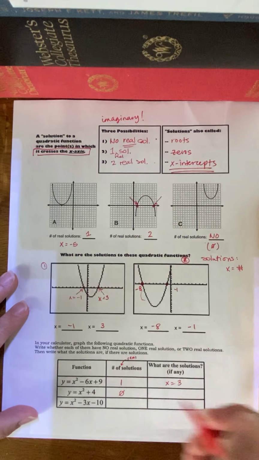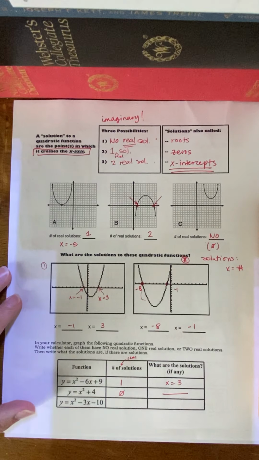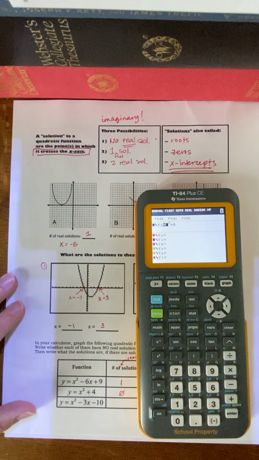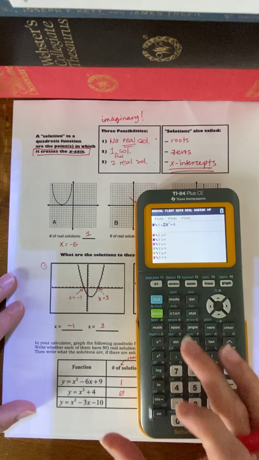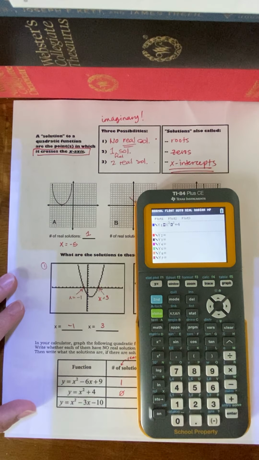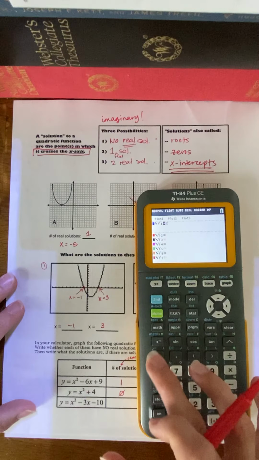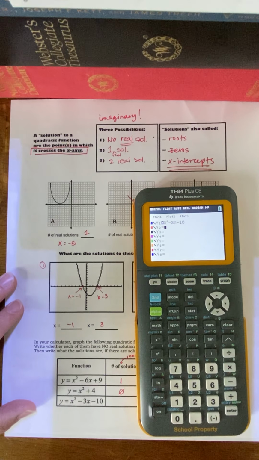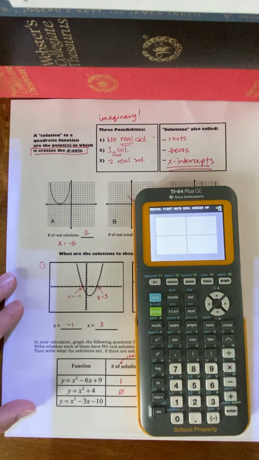So that is no solutions. And then what are they? Obviously, there aren't any. All right, and then the last one here is y equals x squared. I'm just going to clear that, sorry. x squared minus 3x minus 10. And hit graph.